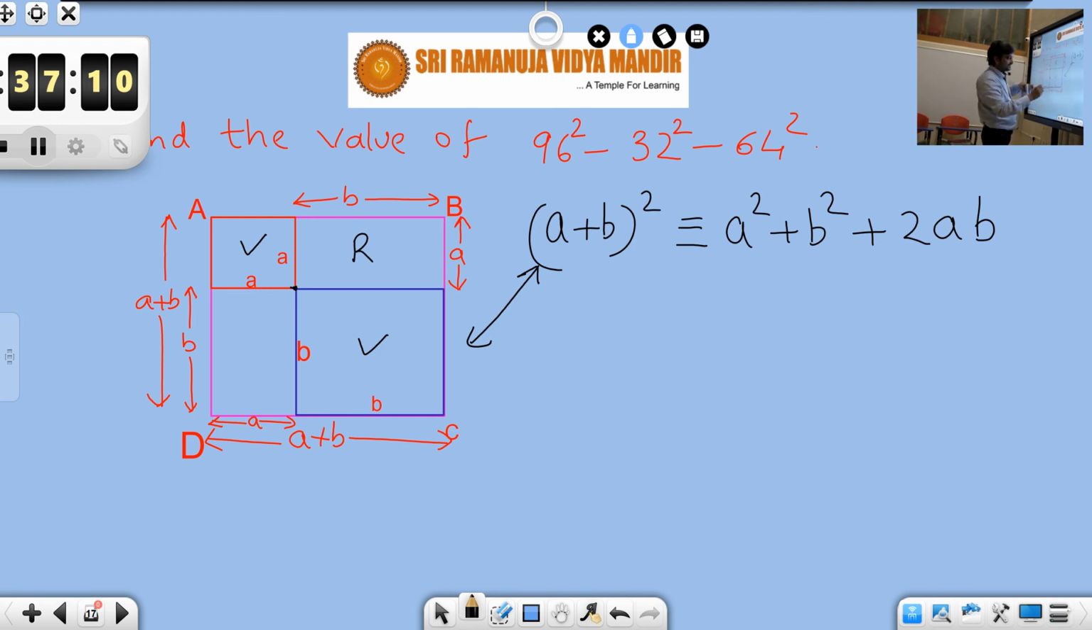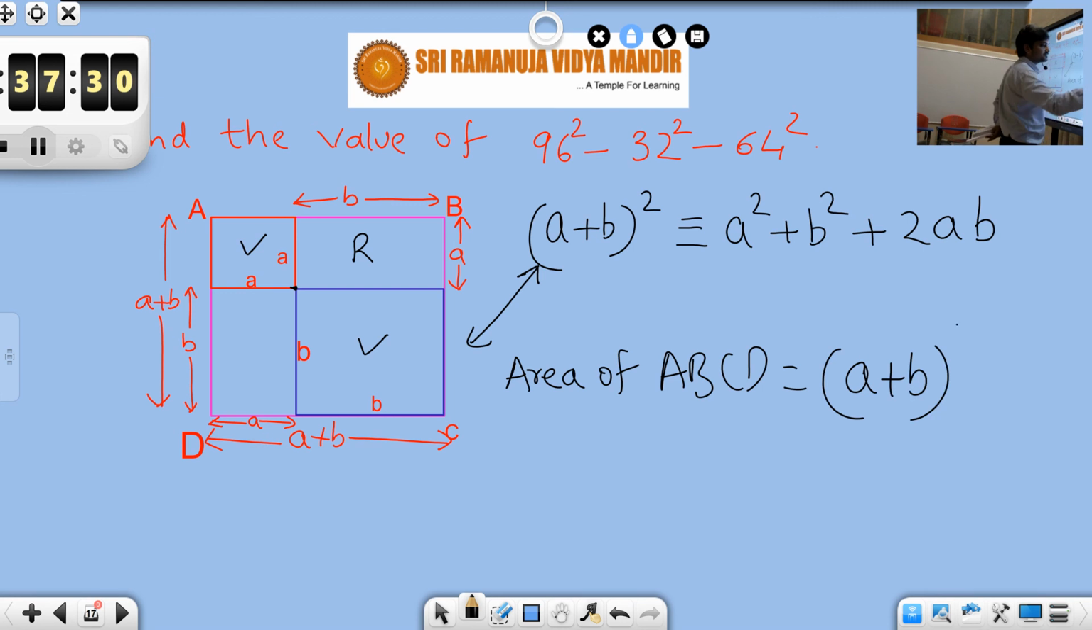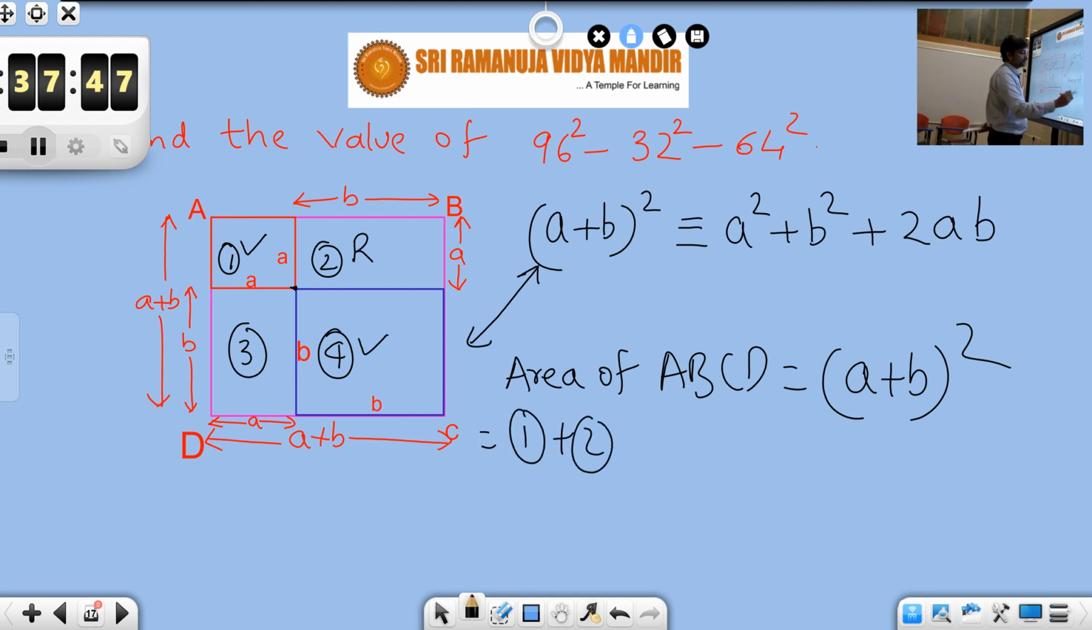So, if you look at the outer side, ABCD is again a square whose side is A plus B. Okay, and if you look at the area of ABCD, that is side into side, side square, A plus B whole square. And this area we can say as the sum of 1 plus 2, 3 plus 4. Area of the bigger square ABCD we can write as the sum of the areas of 1, 2, 3, 4.